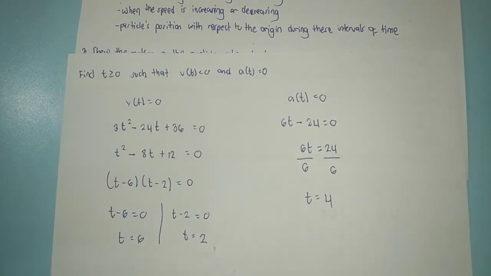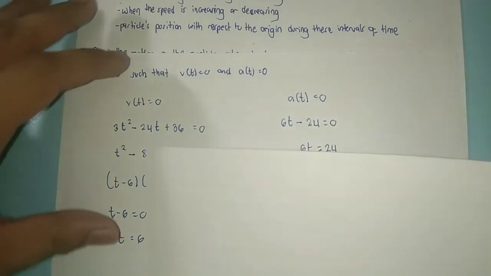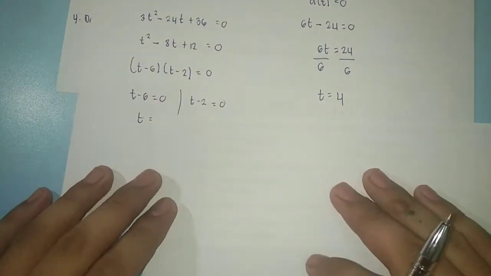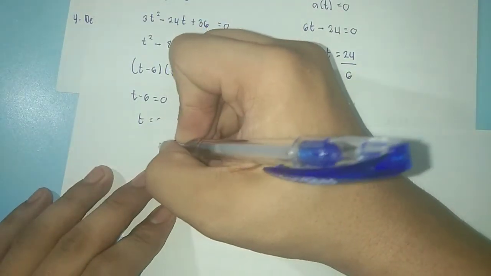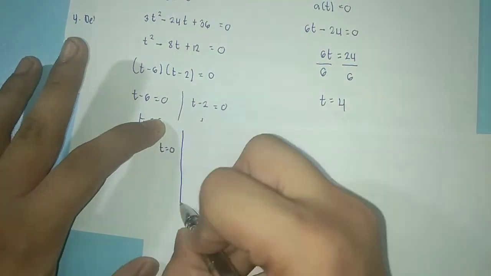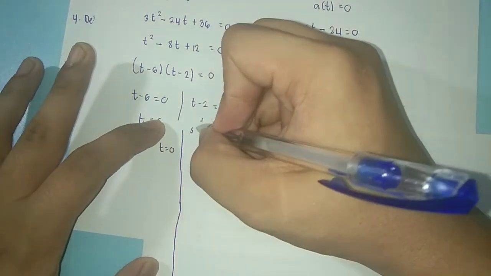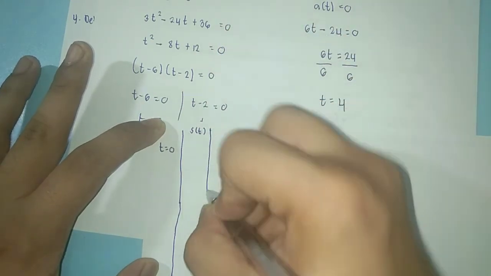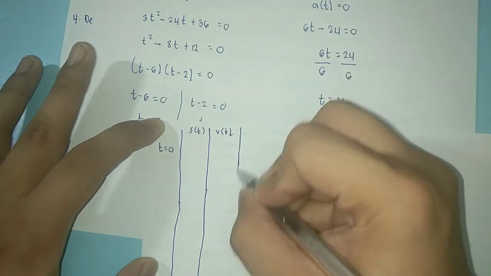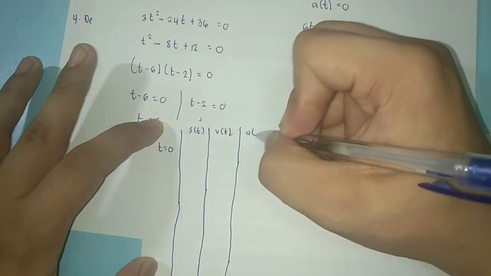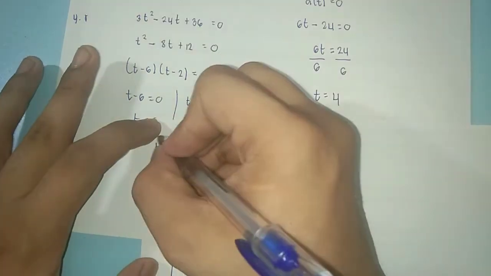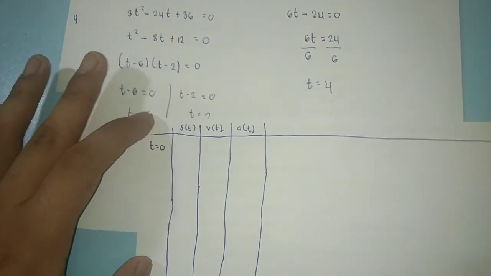Now, so dito gagawa tayo ng table. Okay? So, sisimulan natin sa t equals 0. Okay, so gawan natin siya ng table for s of t, position, velocity, then acceleration. So, ito dito naman yung sa description at t equals 0.